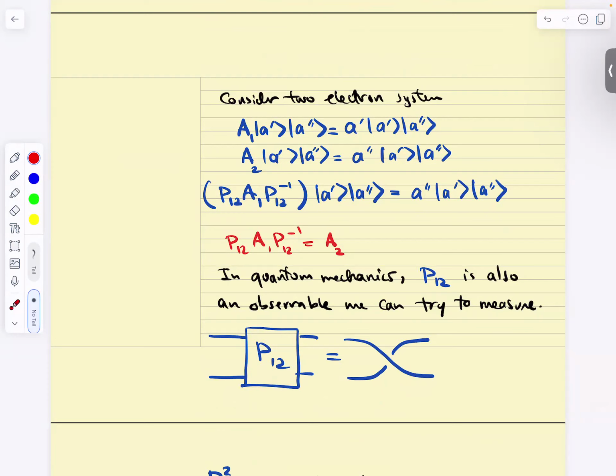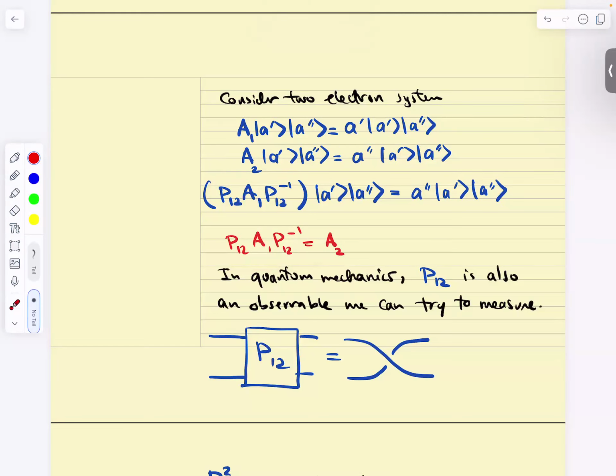If I have an observable A acting on system 1, A1, let's say these are the eigenkets of it. A1 acting on A prime, A double prime gives you A prime, A prime, A double prime. There's an observable A2. These are identical particles, so I can talk about the same observable acting on A2. That gives me A double prime. You see that if I sandwich A1 by two swap operators, that becomes A2.